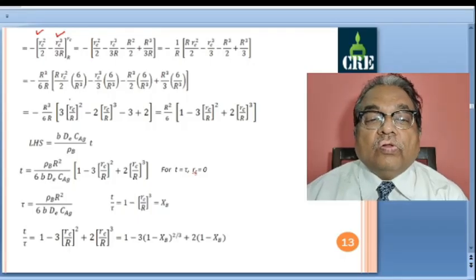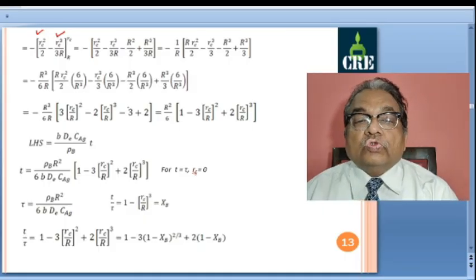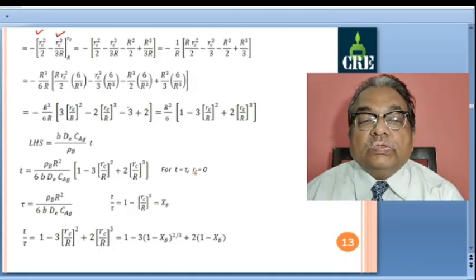So when you simplify all this, first term you get 3 into rc by r whole square. Second term 2 into rc by r whole cube. Third term this cancels out, simply minus 3. Fourth term also r cube cancels out, you get plus 2. So minus 3 plus 2 is minus 1.